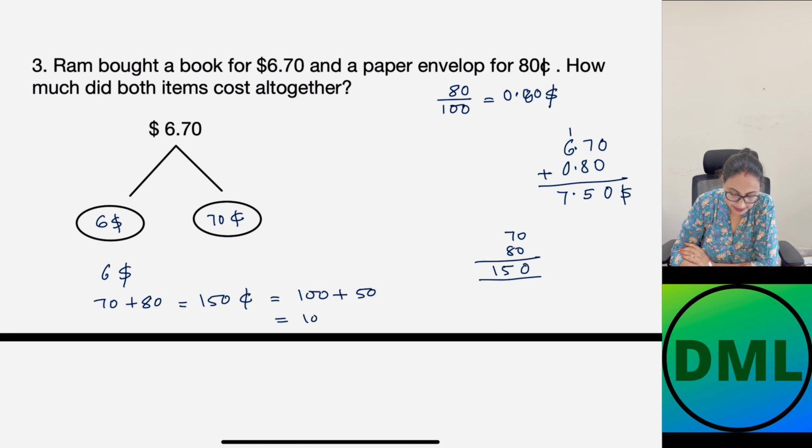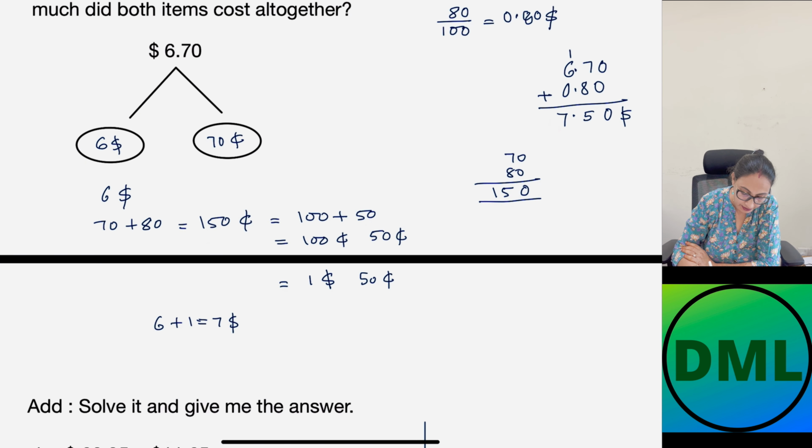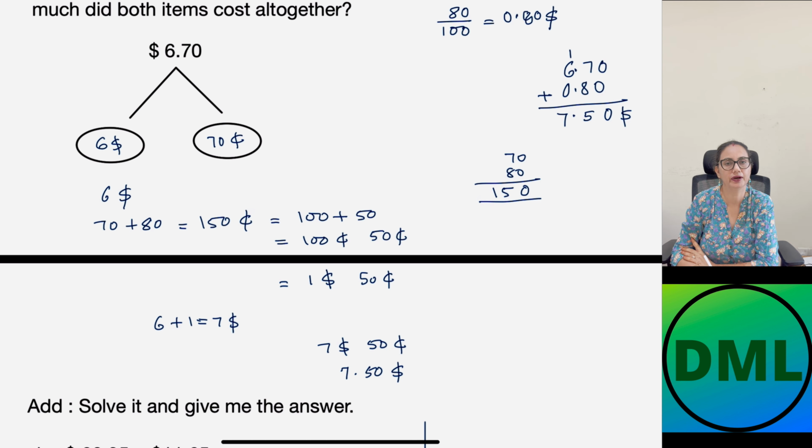This will be written as 100 cents and 50 cents. 100 cents is equal to $1. And this will be 50 cents. My answer is $6 plus $1. How much will it be? 6 plus 1 is equal to $7. I have $7 and 50 cents. This will be my answer. You can write down the answer as $7 and 50 cents. Or you can combine it and write down the answer as $7.50. That will be your answer.